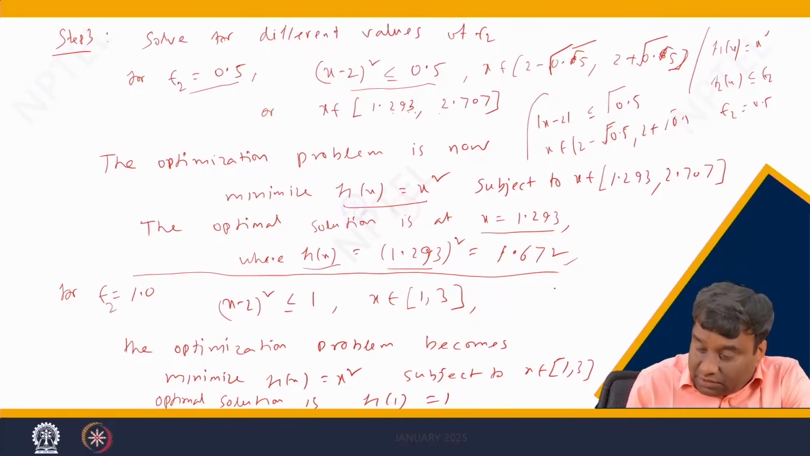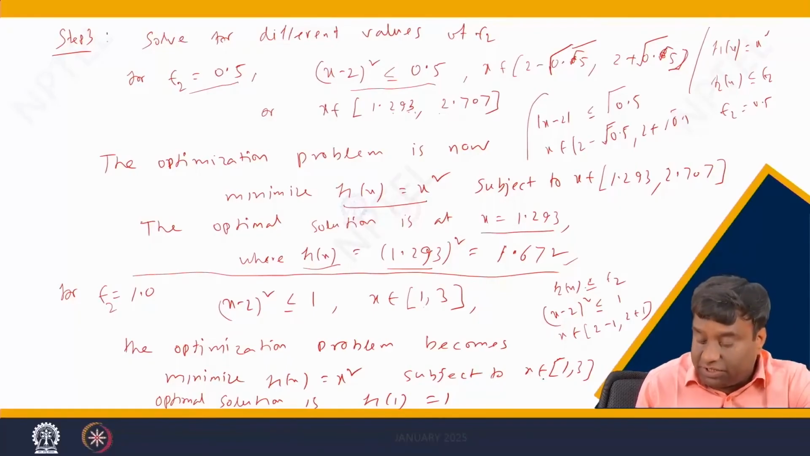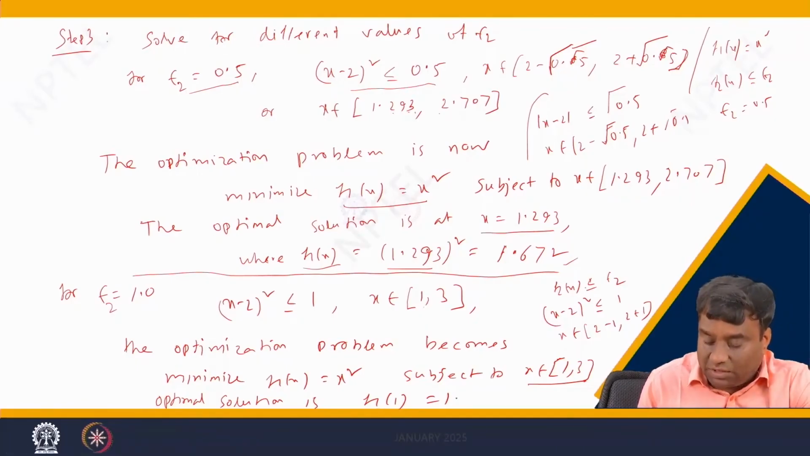So here f2(x) is less than or equal to epsilon 2. f2(x) means (x minus 2) whole squared is less than or equal to 1. So x belongs to 2 minus 1 to 2 plus 1, that is 1 and 3. So now the optimization problem becomes: minimize f1(x) equal to x squared subject to x belongs to 1 and 3. So here at f1(x) equal to x squared, your optimal solution will be at f1(1), that is 1.